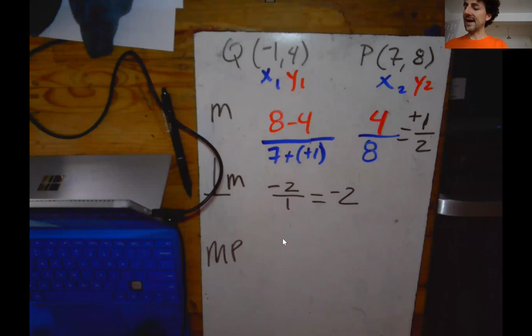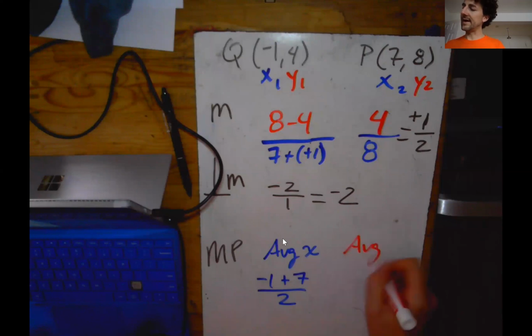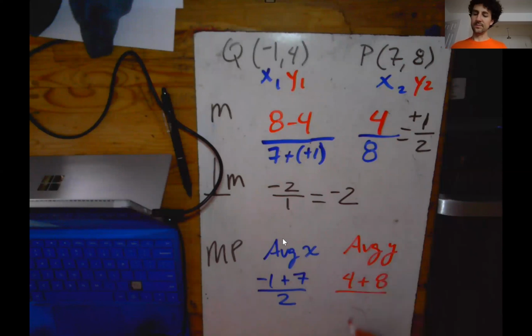So we want to find the average of x by adding the x values and then dividing by 2. Find the average of y by adding the y values and then dividing by 2. So here we get -1 plus 7 is 6. 6 divided by 2 is 3. And 4 plus 8 is 12, divided by 2 is 6. So our midpoint is (3, 6).